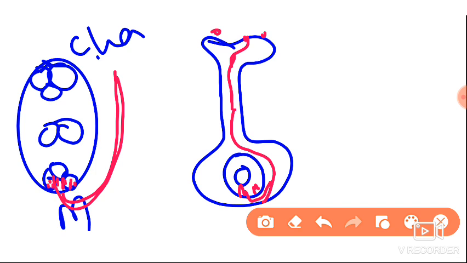Okay, and these filiform apparatus will guide the pollen tube to reach the synergid cells. These are the synergid cells. And next to the synergid cells there is the presence of the egg cell. So the guidance is mainly given by the filiform apparatus.